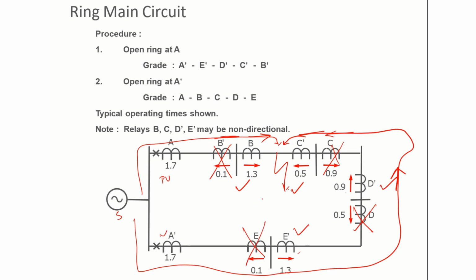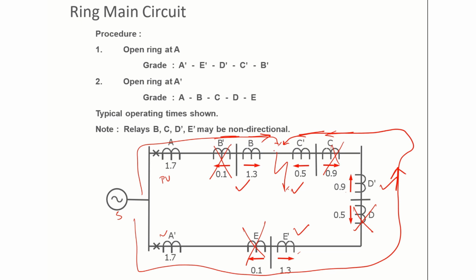So now what happens when there is a fault? For this particular fault, within 0.5, because this is now the lowest operating time, C dash will operate, and once C dash operates, the fault current cannot flow. So automatically D dash, E dash, and A dash will reset. From this side, current will continue to feed till 1.3 second, and after 1.3 second, B will operate and it will isolate the fault.